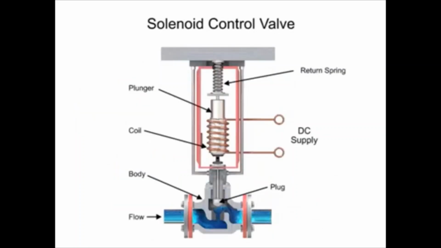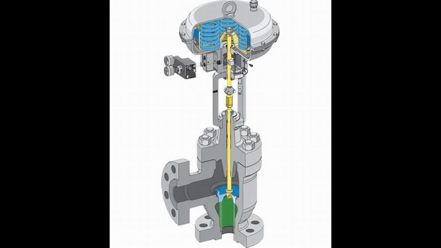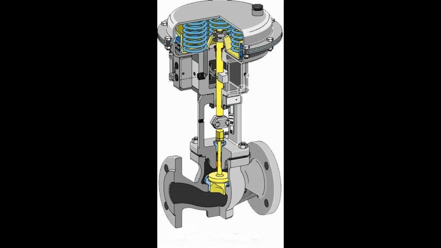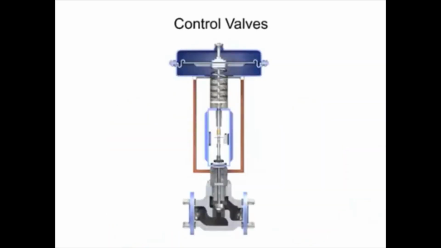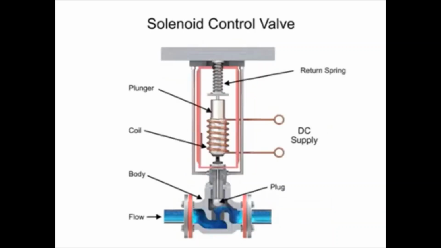For on-off control, valves contain two major components, the valve body and the valve actuator. For control of the valve, a solenoid is used to actuate the valve to a fully closed or fully open position.